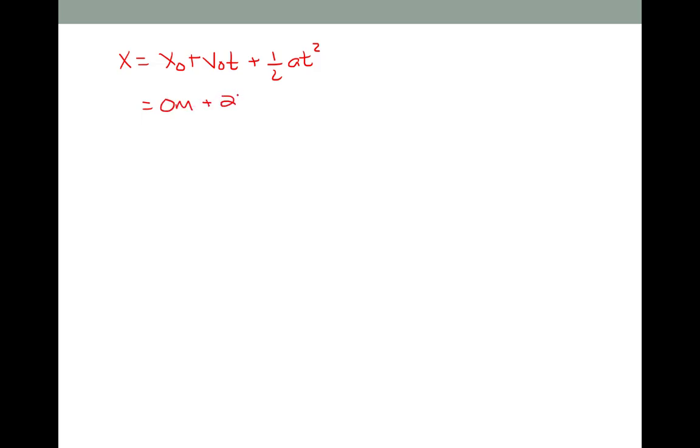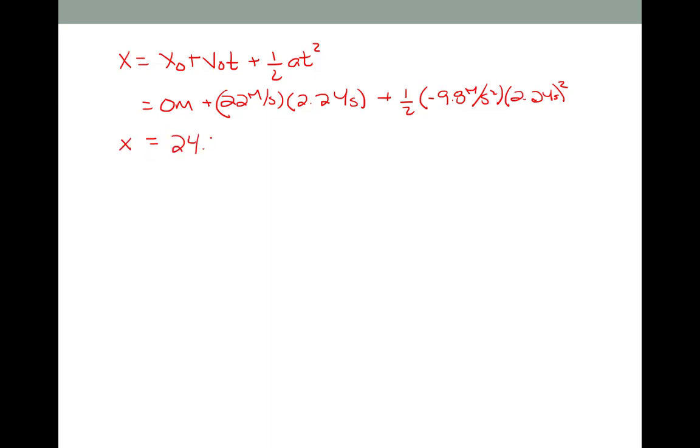The initial velocity was 22 meters per second. We now know the time was 2.24 seconds. Our acceleration is negative 9.8 meters per second squared. And again, time is 2.24 seconds, and I have to square that. If you plug this all into your calculator, you will find that the final height is 24.69 meters.